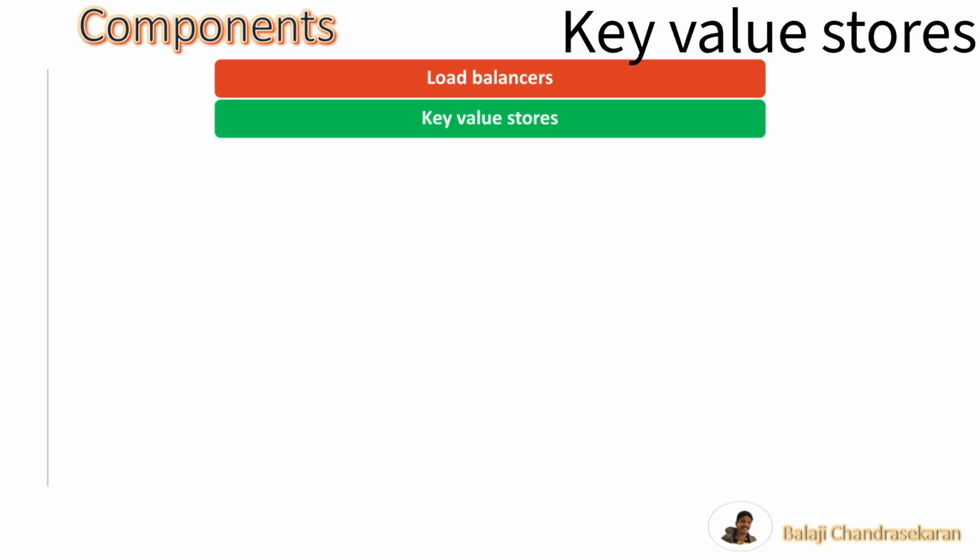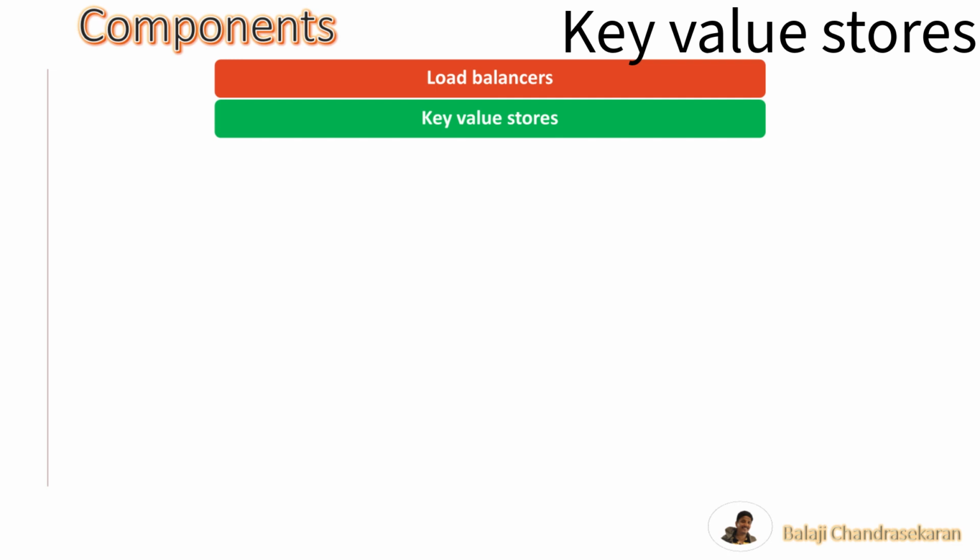Key value stores are a type of NoSQL database that stores data as a collection of key value pairs. Each key is unique and associated with a corresponding value, similar to how data is stored in a dictionary or hash table. Key value stores have a simple data model consisting of keys and their associated values.